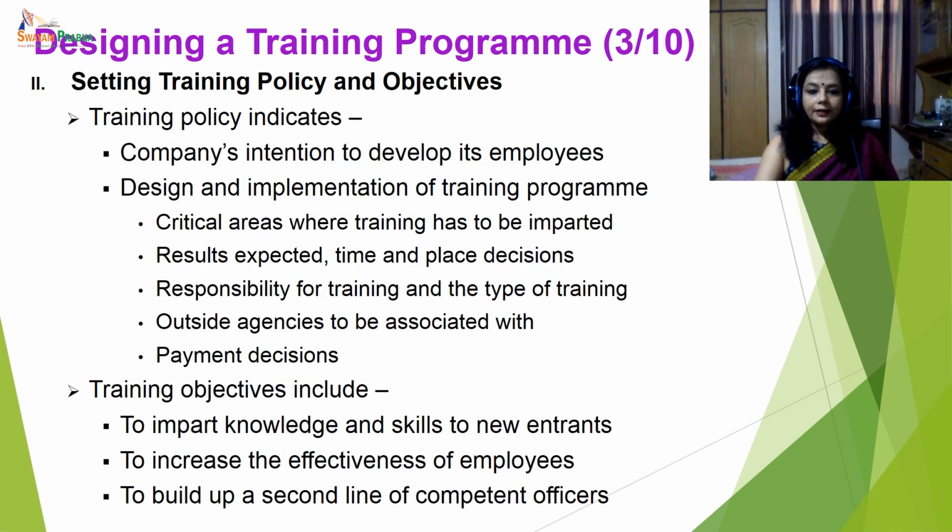The next step is setting training policy and objectives. The training policy indicates the company's intention to develop its employees, and the design and implementation of the training program. In this, we have to decide about the critical areas where training has to be imparted, results expected, time and place decisions, responsibility for training and the type of training, outside agencies to be associated with, and payment decisions. These are the things which we have to take care of while designing the training program.